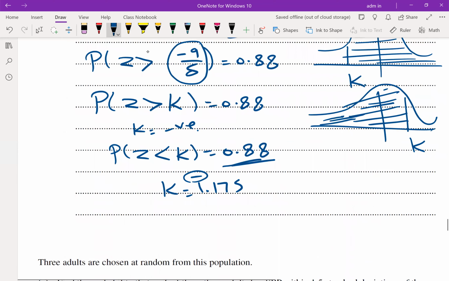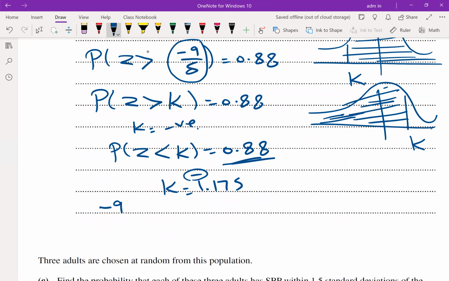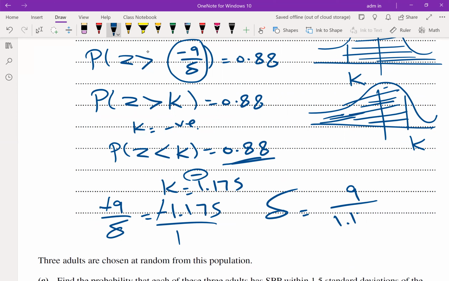So when you write -9 over standard deviation is equal to negative 1.175, cancel negative with negative, cross multiply and solve the equation. You will get standard deviation is 9 divided by 1.175. So 9 divided by 1.175 gives 7.65957. Rounded to 3 significant figures it will be 7.66. So that is the final answer.